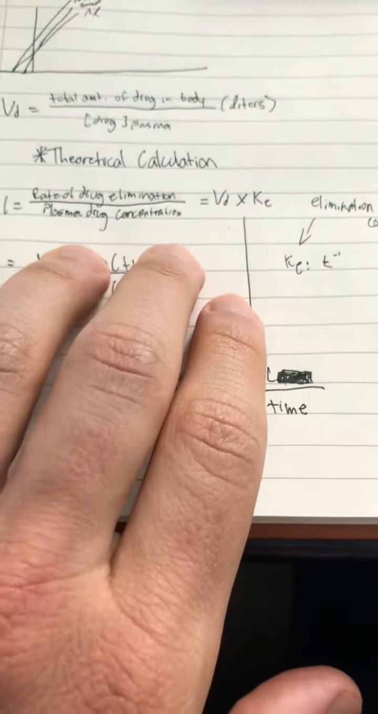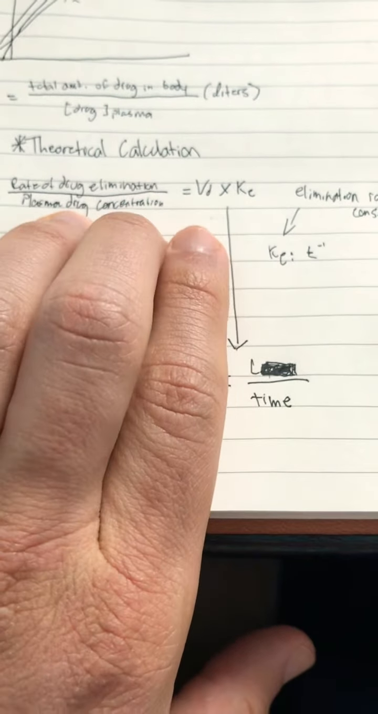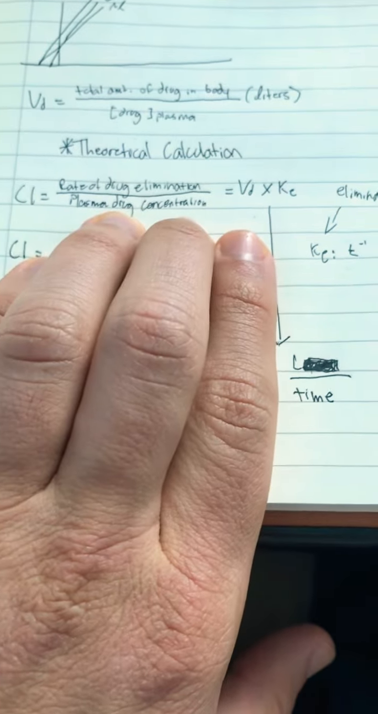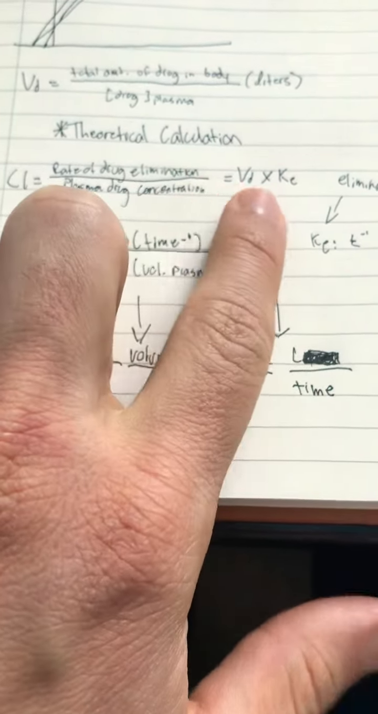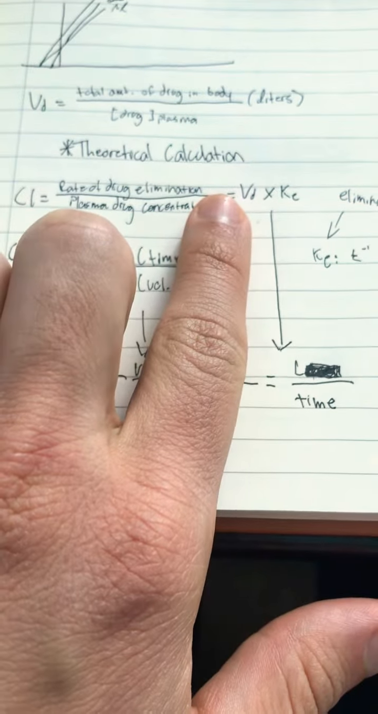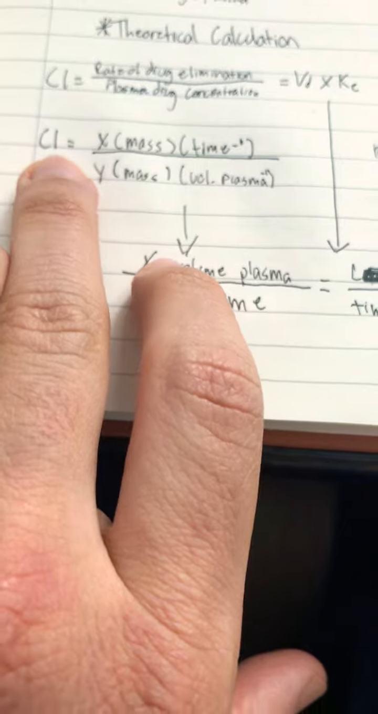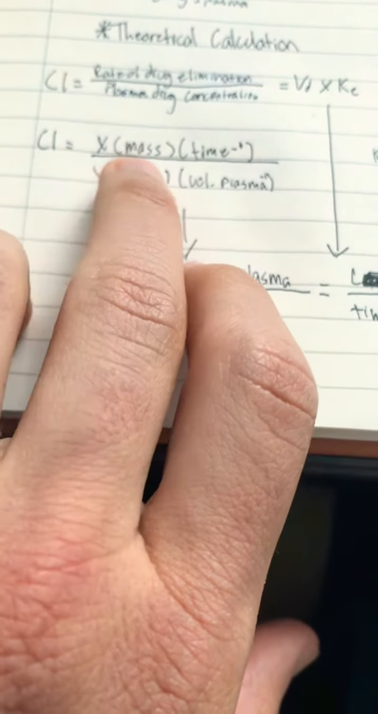Now, what people would tend to think is this is describing the mass of drug that is eliminated per unit time, but this equation tells us that that's not the case. And let's talk about why. So first, let's look here. Clearance, I said, is X mass per time.